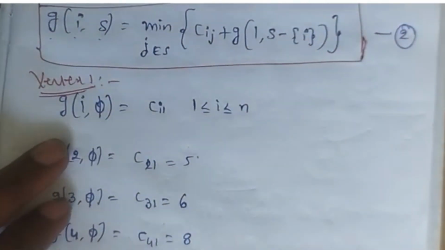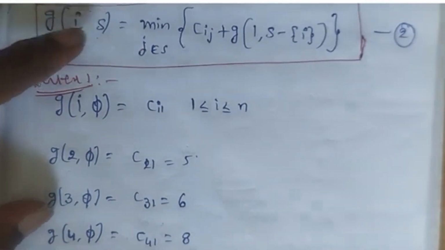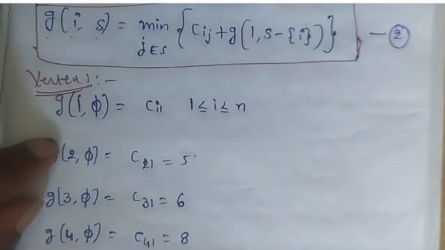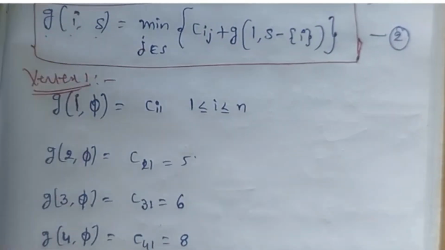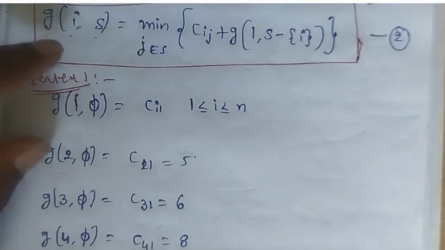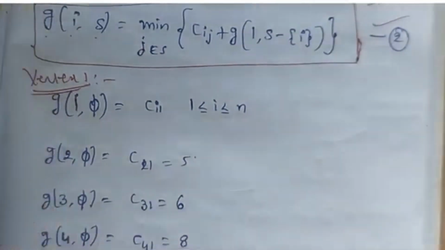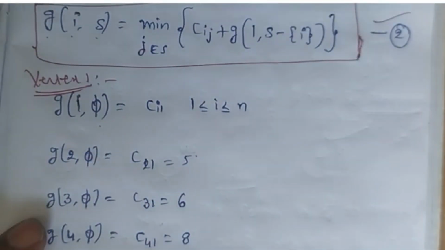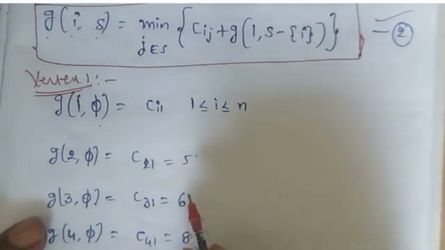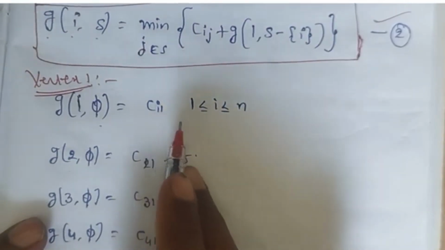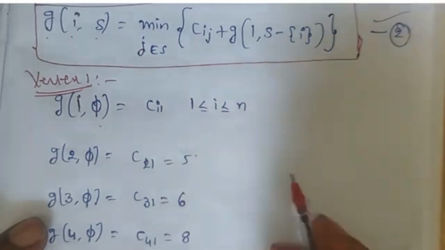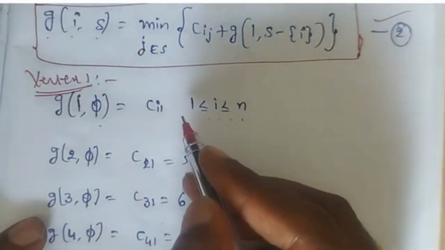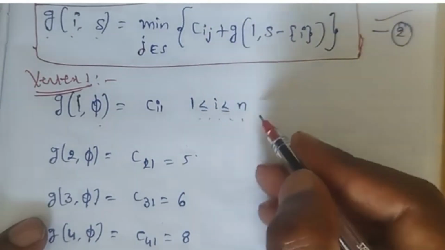Okay, here what is the formula? G of I comma S. Here what is the I value? I value is 1. Okay, we have to implement vertex 1 in the second equation. In this second equation, if you implement it, what will you get? G of 1 comma phi. G of 1 comma phi equals C of 1 1. Here the I value is 1, so 1 less than or equal to n. So what is the value? C of 1 1.